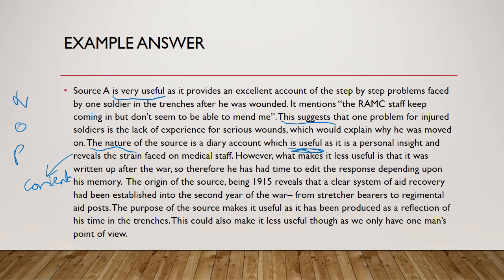The origin of the source, second part of my NOP, being 1915, reveals that a clear system of aid recovery had been established into the second year of war, from stretcher bearers to regimental aid posts. So again, I've used my content there from the source. Purpose of the source makes it useful as it's been produced as a reflection. This could also make it less useful though, as we only have one man's point of view. I could extend that further by talking about the fact that it all seems a little bit disorganised. The fact that they've got to make their own way from trench back to the aid post. So there's one example. You'd repeat that for source B.